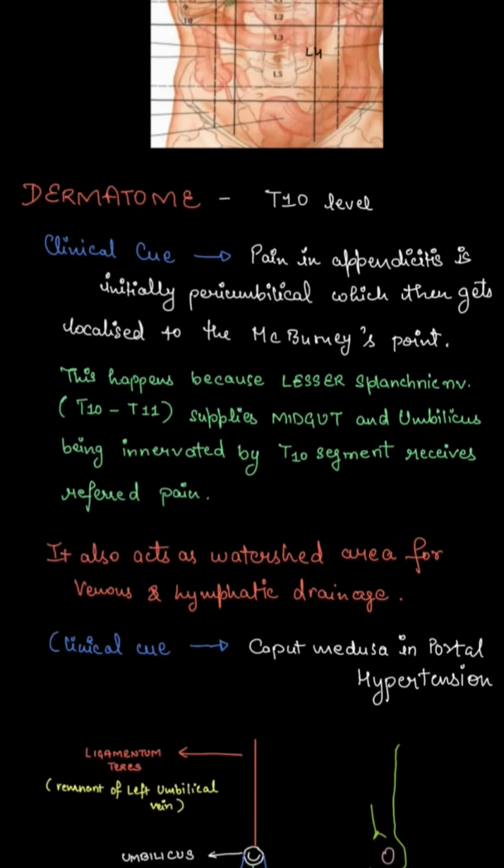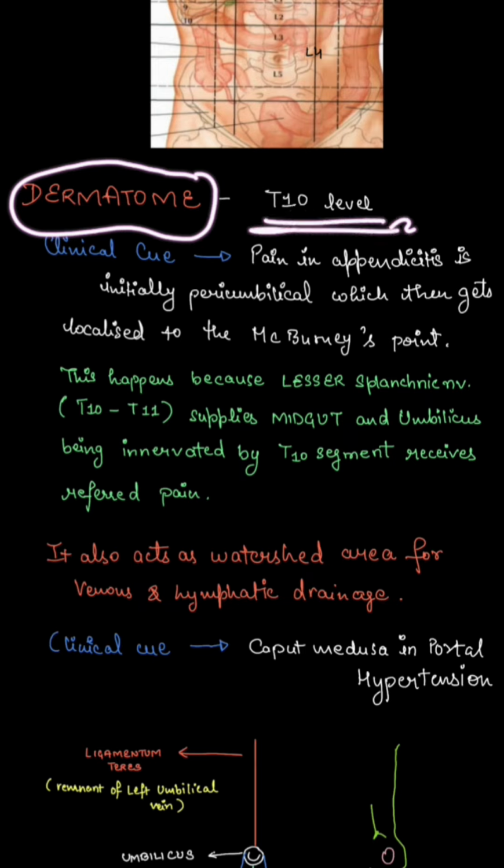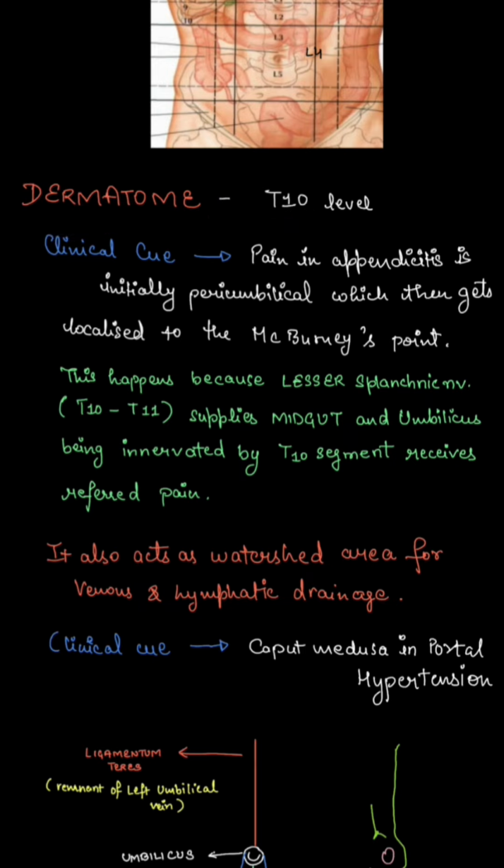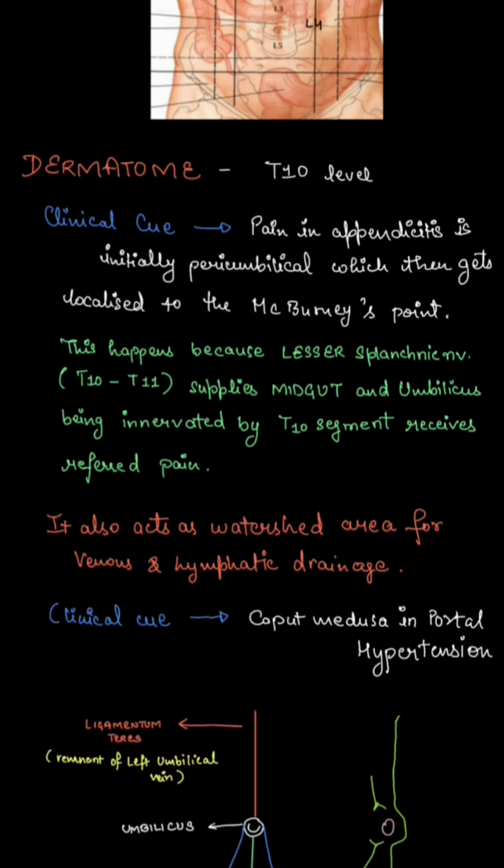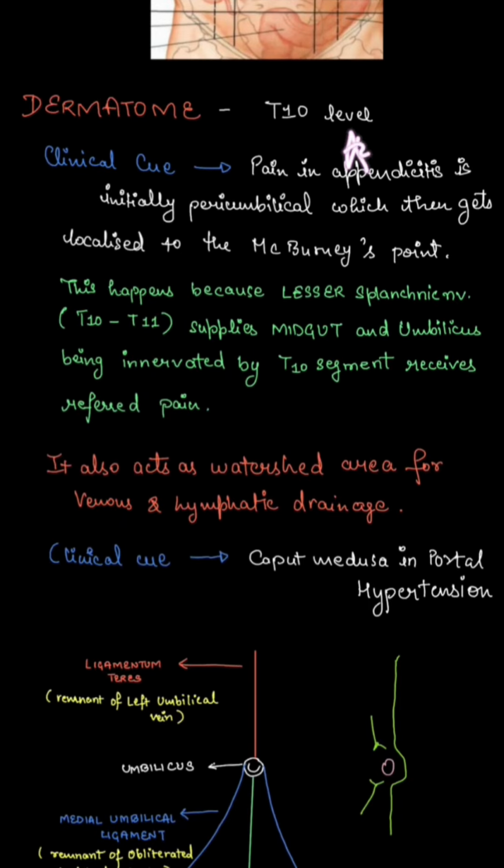Okay, you should not confuse this with the dermatome. Dermatome is different. Dermatome is related to the nerve supply of that level. So that is T10 at the level of umbilicus. And what is the clinical correlation of this fact? That pain in acute appendicitis. In acute appendicitis, it is initially periumbilical.